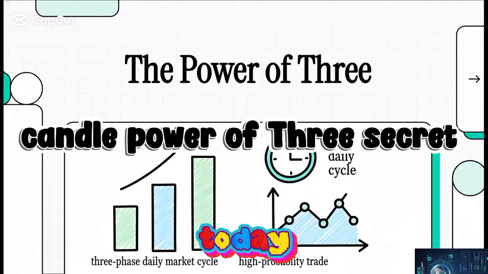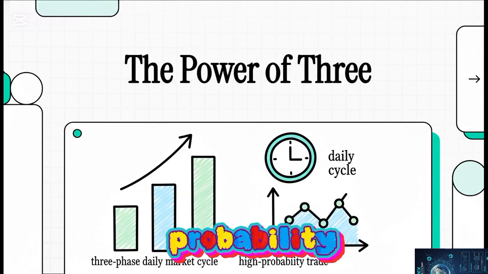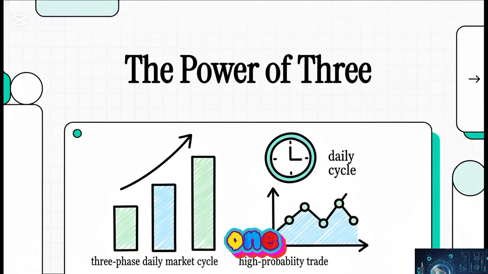All right, traders, today we're pulling back the curtain on a super simple but really powerful strategy that's all about the market's natural daily rhythm. So if you're kind of new to this or you just feel like you're spinning your wheels, this explainer is for you. We're going to show you how to spot high probability trades just by understanding this one predictable pattern.